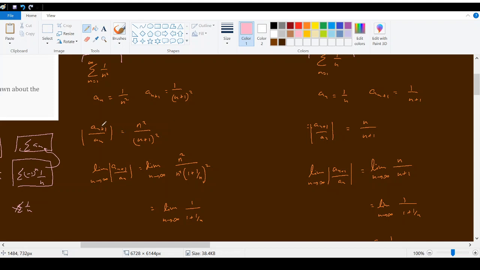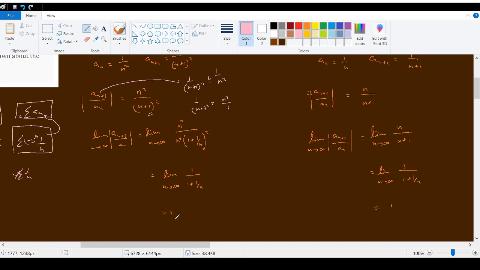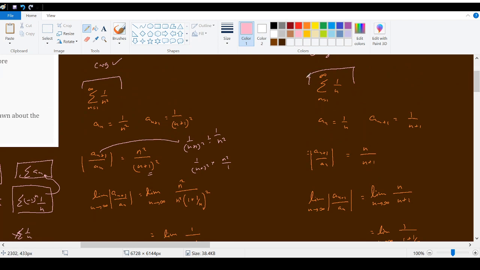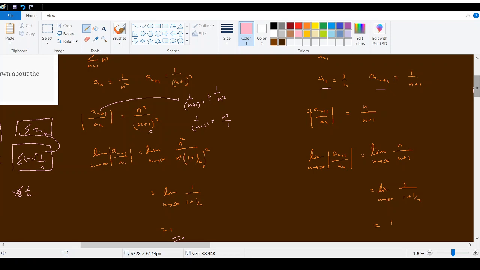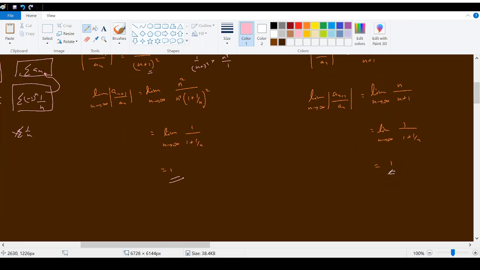So a_(n+1) divided by a_n means this term divided by 1 over n squared, and that is equal to this term multiplied by the reciprocal of this one. So you will get this, and then when you compute the limit, you get 1. And here also it is the same situation for this series. You can obtain a_n and a_(n+1) like this, and when you take the ratio and the limit, you will have the answer as 1.